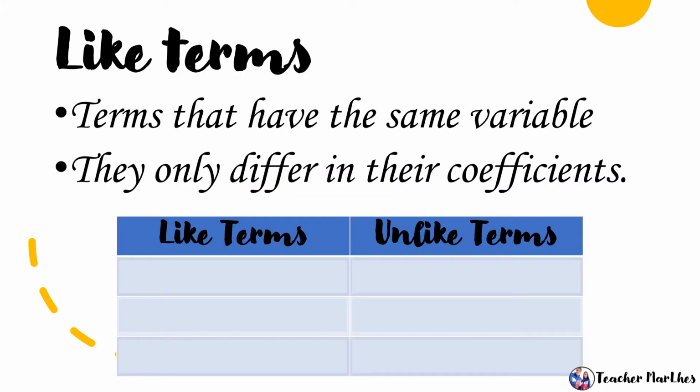When we say like terms, these are terms that have the same variable. They only differ in their coefficients. So example of like terms, 4m and negative 9m. They are like terms because they have the same variable. Unlike terms, 8m and 8n. Another example of like terms is 3x and 12x. So they are like terms because they have the same variable x.